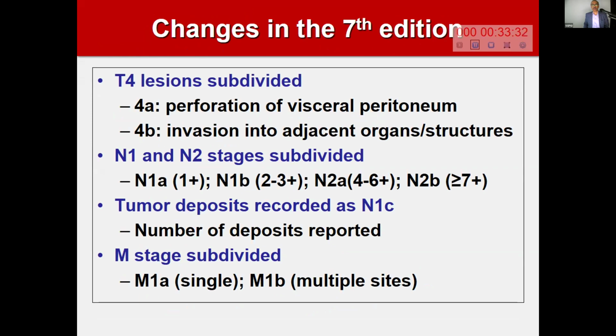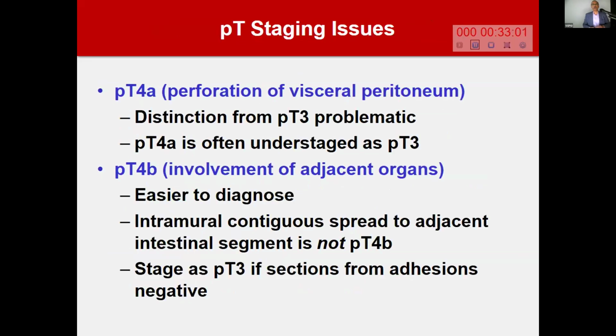These are some changes that were made in the 7th edition, which have stayed put in the 8th. T4 was divided into A and B, which we still use in the 8th edition. The nodal stages were subdivided. One change made in the 7th edition, which was a source of a lot of confusion, was tumor deposits, and we'll talk about what we are trying to do when we say tumor deposit. And then the M stage was also divided into A and B, depending on the number of sites involved.